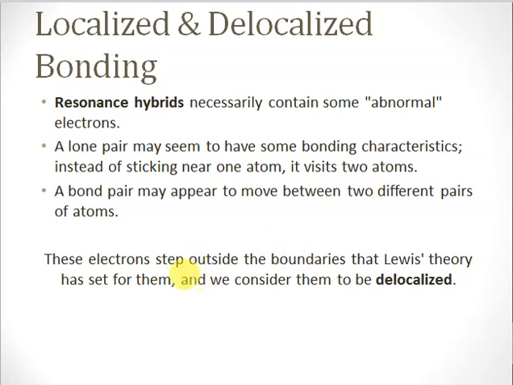Lewis theory says that all electrons should be localized, but here in the conjugated system we see the electrons are being delocalized, right? So this delocalization is outside Lewis theory, and that violates the Lewis theory.